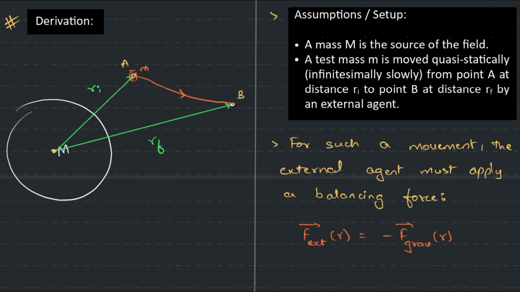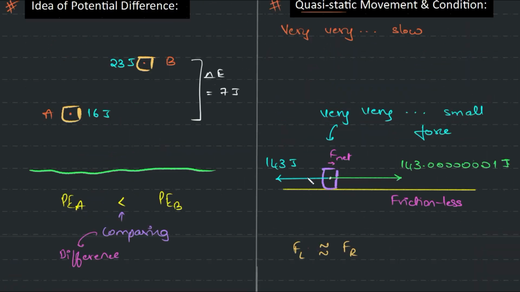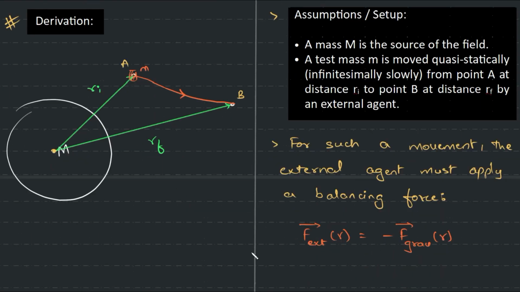The same setup as this. So this is gravity for us. This is the force because of gravity. And this is the force because of the external agent. So they have to be equal in magnitude but opposite in direction. And so we have this setup. So basically what we are looking at is, it is equal to G M m by r square. So it's a function of radius.